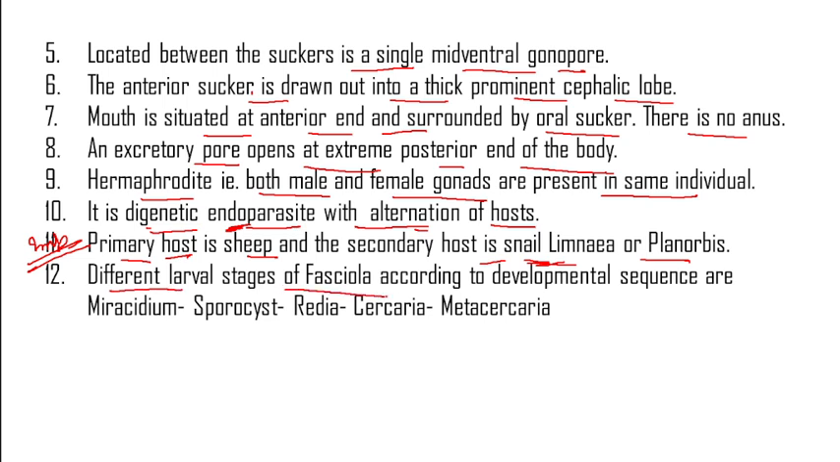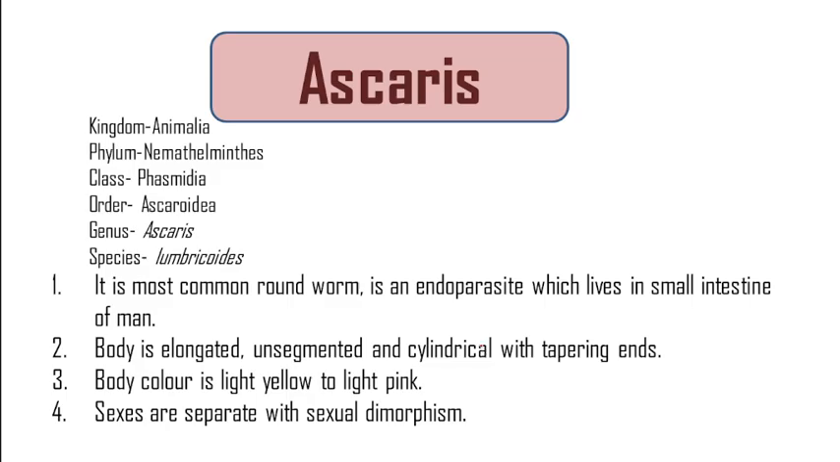Different larval stages of Fasciola according to developmental sequence are miracidium. Miracidium के बाद जो larval stage है that is sporocyst, then redia stage, then cercaria and then metacercaria. Next, Ascaris.